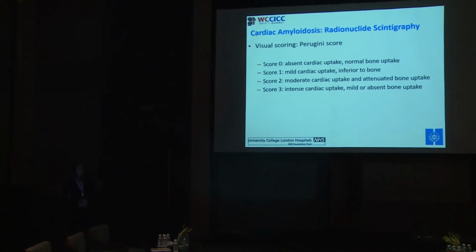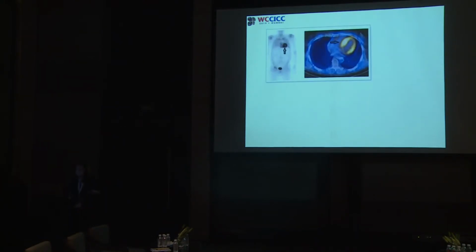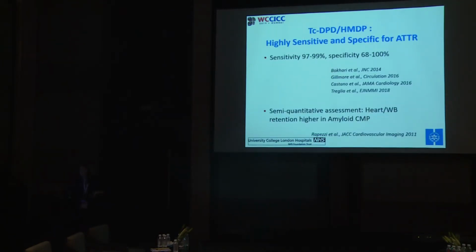The studies with DPD and HMDP are scored visually, and it's called a Perugini score, and it goes from 0, normal study, Perugini score 1, very little cardiac uptake. Perugini score 2, you have intense cardiac uptake with attenuated bone uptake, and score 3, you have intense cardiac uptake with a very low or no bone activity. And here the sensitivity and specificity were very high. Here again, a positive study and a negative study with no cardiac activity.